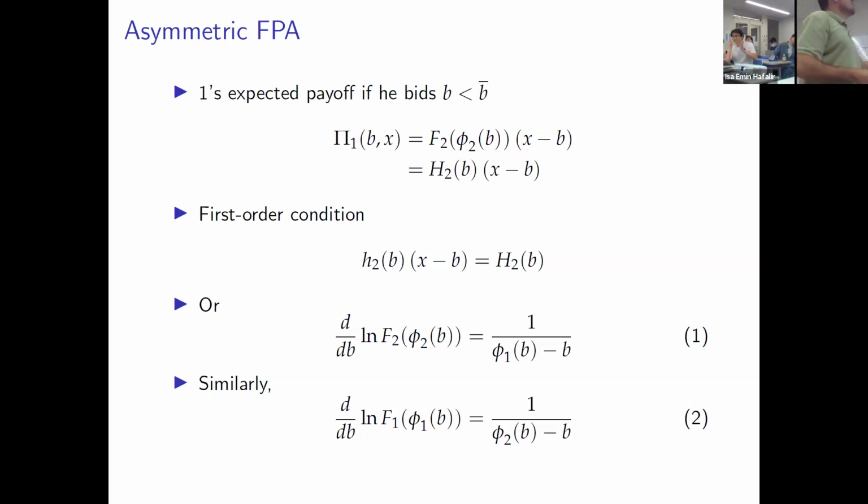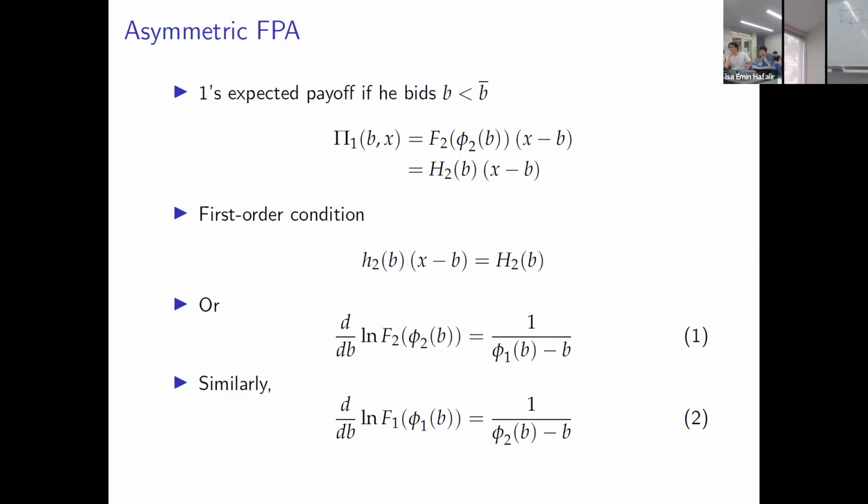Now, let's consider one bidder's expected payoff if he bids some B. If one bids this B, then the probability of winning is when bidder 2 has a value smaller than phi 2 of B, because at phi 2 of B, beta 2 of phi 2 of B is going to be exactly B. The probability that bidder 2 has a value smaller than phi 2 of B is F2 of phi 2 of B. And in that case, the utility is X minus B. So bidder 1 will try to maximize this.